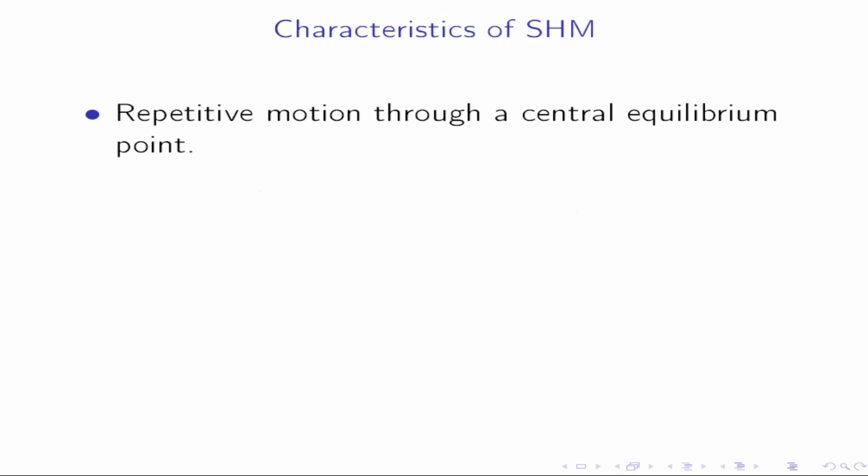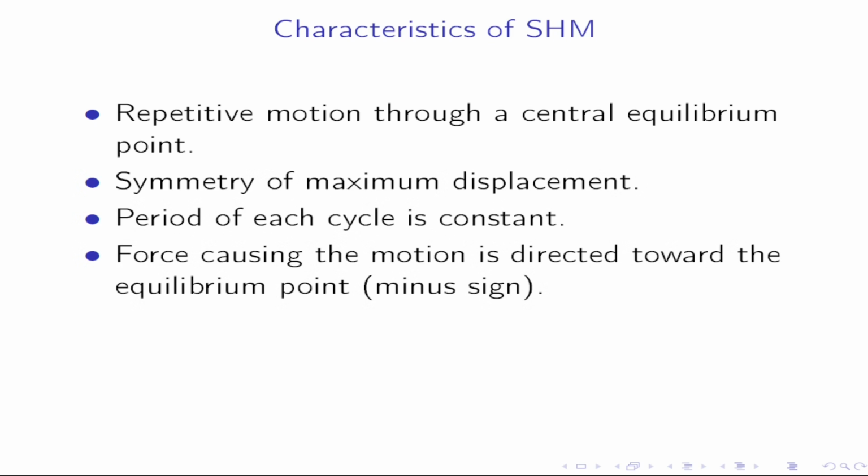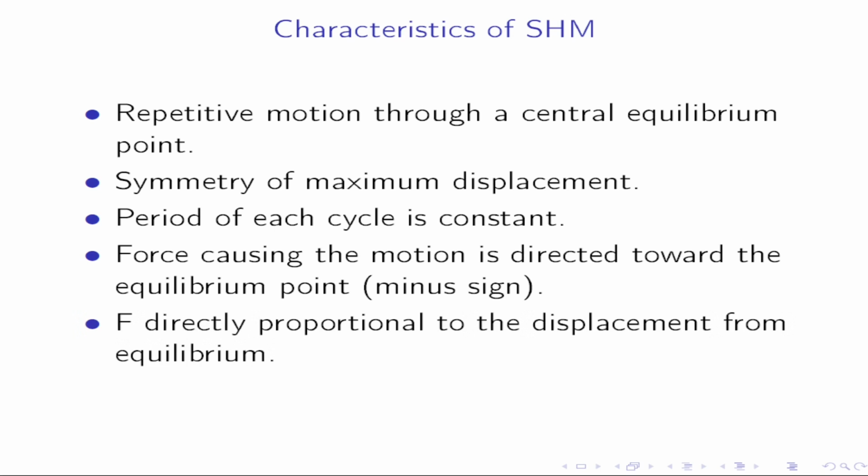Characteristics of SHM. Repetitive motion through a central equilibrium point, symmetry of maximum displacement, period of each cycle is constant, force causing the motion is directed toward the equilibrium point, that is why the minus sign. F is directly proportional to the displacement from equilibrium, and acceleration is equal to minus omega square into displacement.